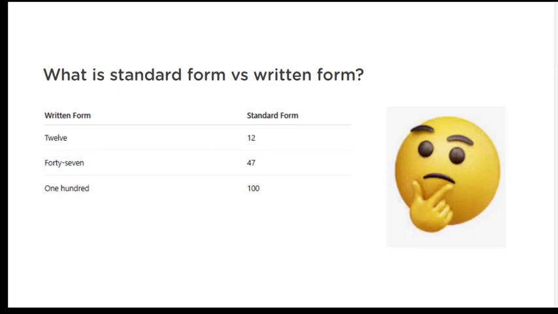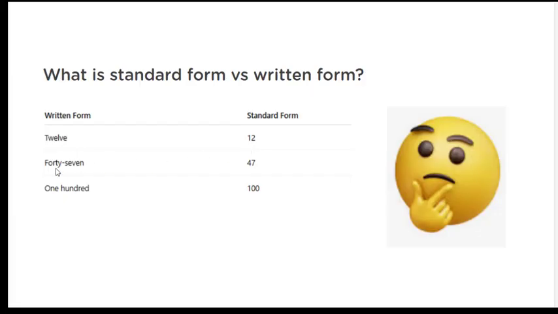So what is standard form versus written form? Written form is words. So think of that. Some people like to call it word form. Some people stick with written form. It means the same thing. It's just the number. So here's the number written, 12. It's standard form, normal form, whatever helps you to remember that standard means digit. Digit form would be the numbers.